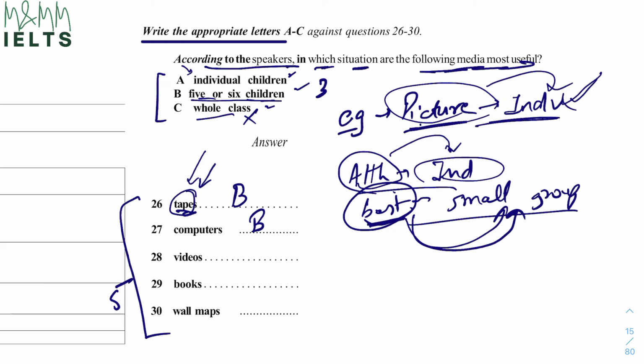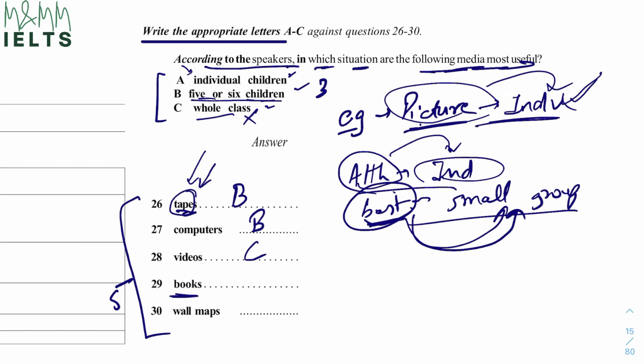Next is videos. However, are ideal for use with everyone present in the class, especially when children have individual activity sheets to help them focus their minds on what's in the video. So as you could see, they said it's more ideal with when everyone is present. That means whole class. So correct answer would be C. And what about books? What would you recommend for them?